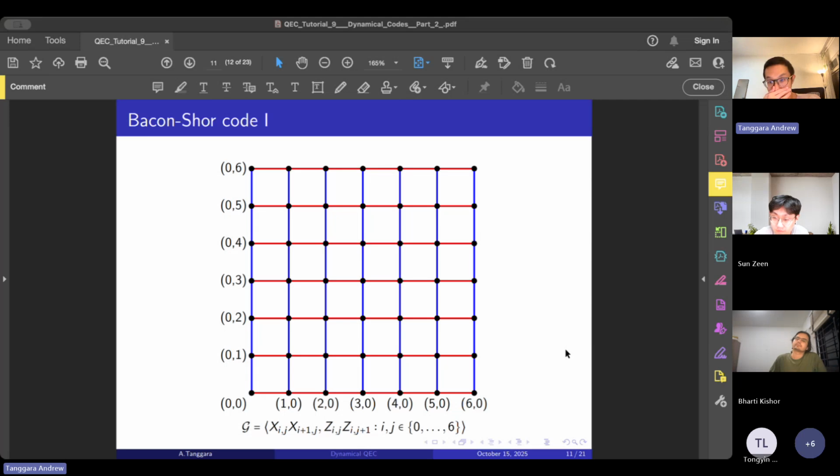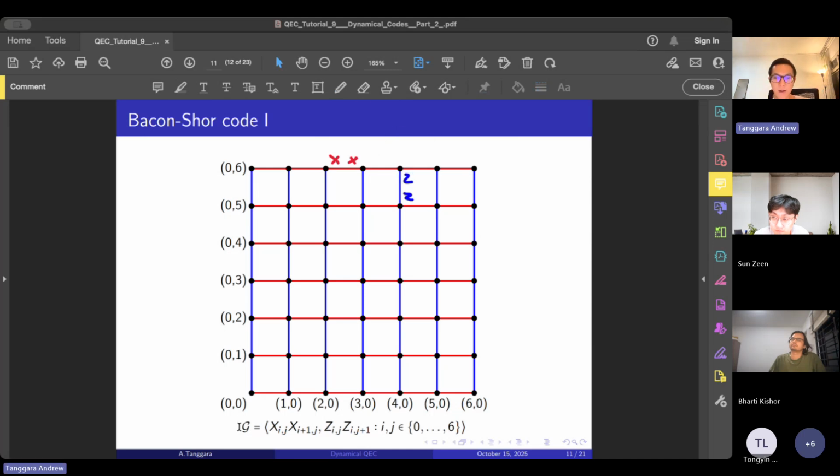Okay, so now I'm gonna shift to this Bacon-Shor code, which I believe Derek has covered. So I'm just gonna do a little recap here. So how this Bacon-Shor code is defined. They're defined by 2-qubit checks, and the checks are gonna be on the edges of this lattice. So the red edges correspond to XX measurement. Let me write that down. X X. And then the blue edges are going to be ZZ measurement.